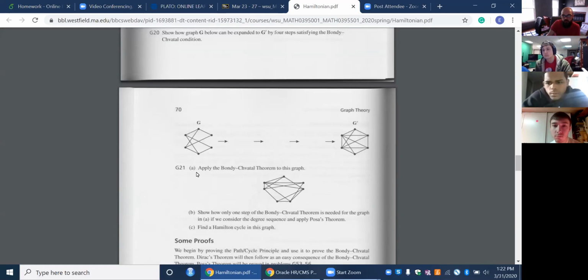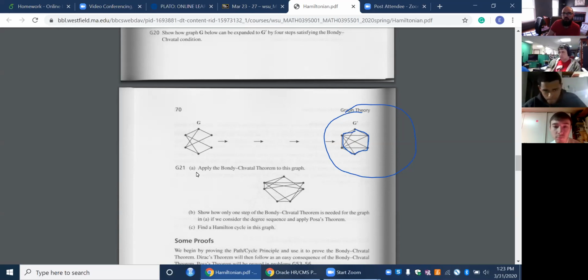So in this graph over here, is there a Hamiltonian cycle? Boom, boom, boom, boom, boom. Yeah, there is. It's just this right here. You just go around the house. So that one's pretty easy to find, right?